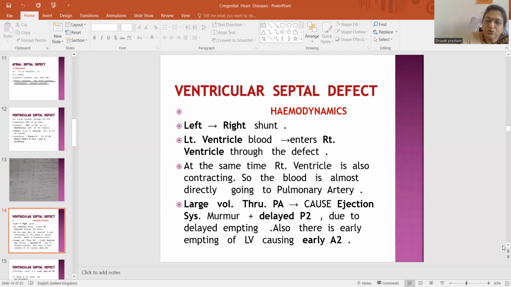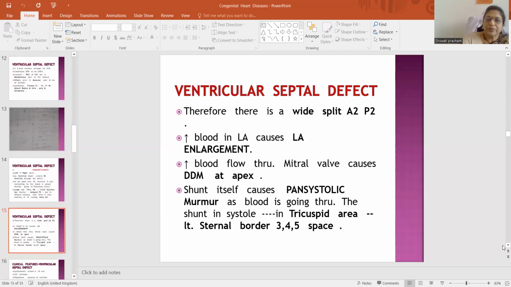A large volume of blood through the pulmonary artery causes an ejection systolic murmur, and therefore there will be delayed closure of the pulmonary valve, leading to a delayed P2. Also, there is early emptying of the left ventricle, causing an early A2. There is a wide splitting of the A2 and P2.